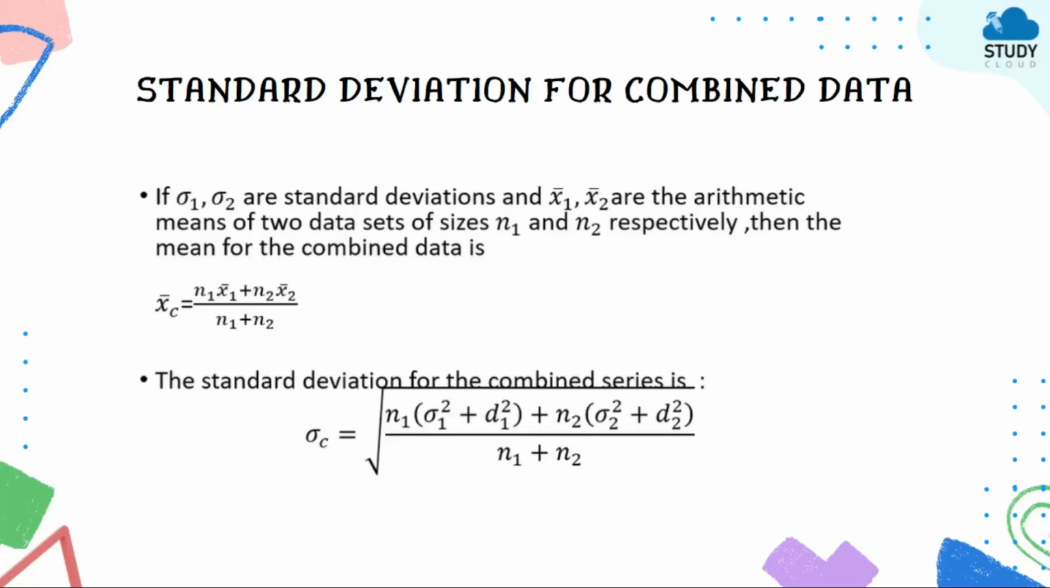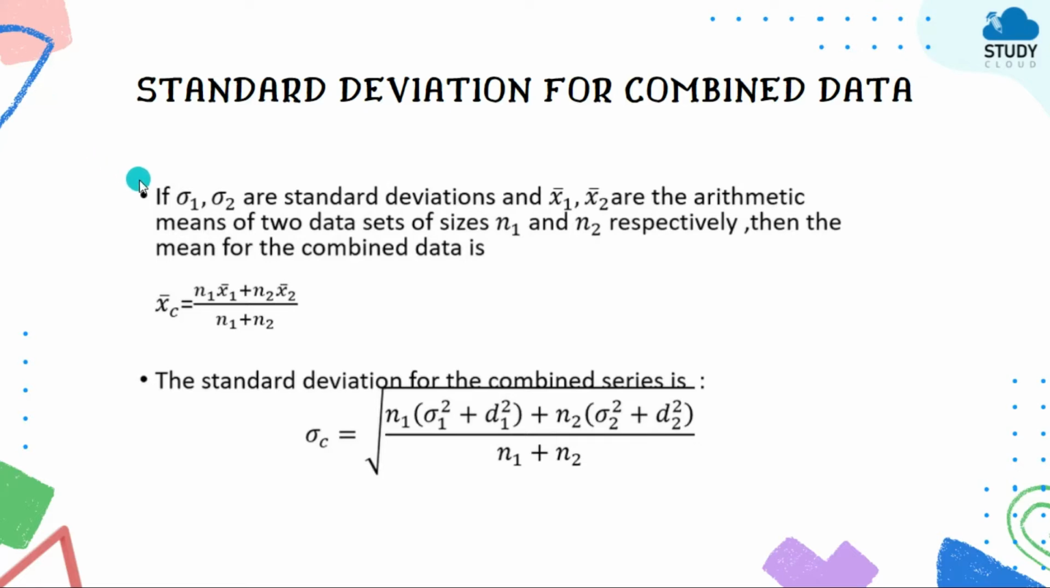Standard deviation for combined data. Now, a few different sets of observations will be given to you. For example, two groups will be given to you. Each group will have its own sigma, its own standard deviation, its own arithmetic mean, and its own number of observations. So we have to bring all those data together to find the combined standard deviation or the combined arithmetic mean. That comes under this method.